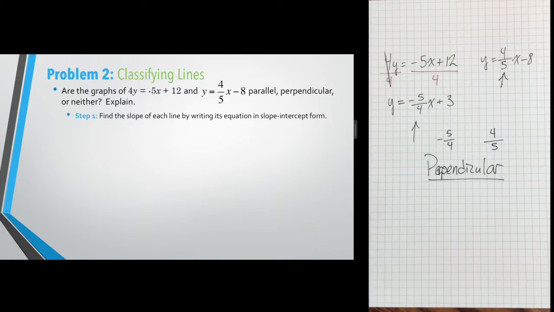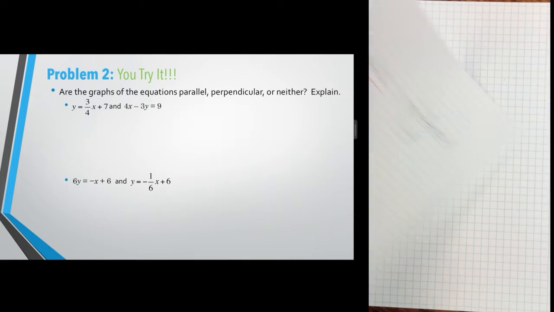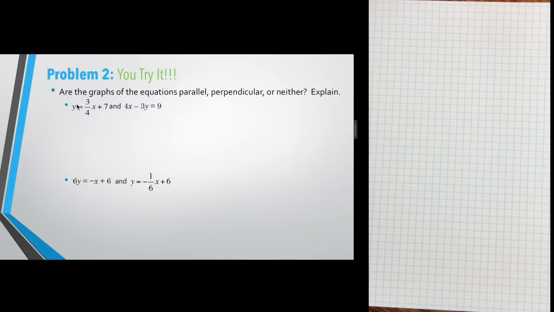So step 1 was to find the slope in slope-intercept form. And then step 2 was to compare the slopes of the lines, which we just did. So step 2, you got to make sure both equations are in slope-intercept form. And then you can compare their slopes and decide, are they parallel, perpendicular, or neither. So try these two examples. The first one is these two, and the second one are these two. Try it out, and then we'll look at it.